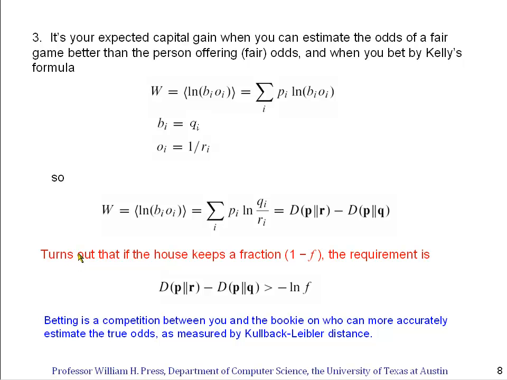I'll let you work out the generalization of this to the case where the house, the racetrack, keeps a fraction 1 minus f, so that even if the bookie is offering fair odds, I'm only going to get a payback fraction f. And in that case, it turns out that not only do I have to exceed the bookie's accuracy in estimating the odds, but I have to exceed them by this certain amount, which is the house percentage on the bet. In summary, betting is a competition between you and the bookie on who can more accurately estimate true odds, and the measurement of accuracy is in fact the Kullback-Leibler distance between the distributions.